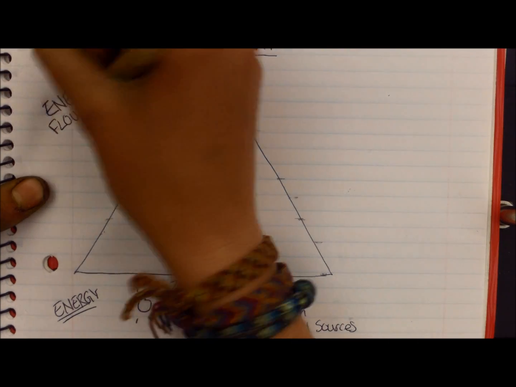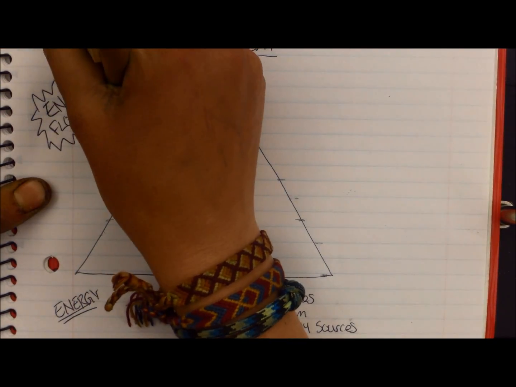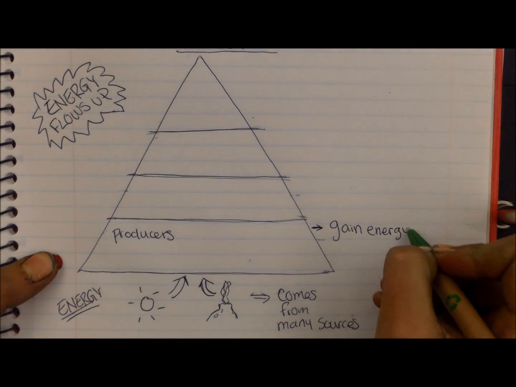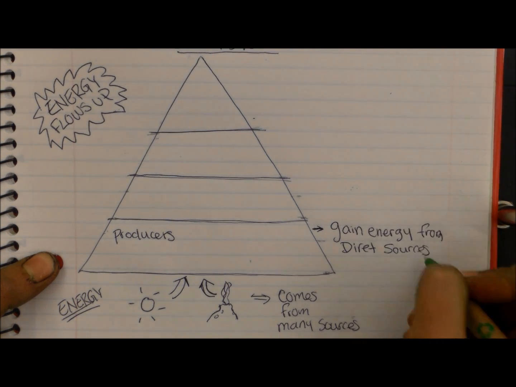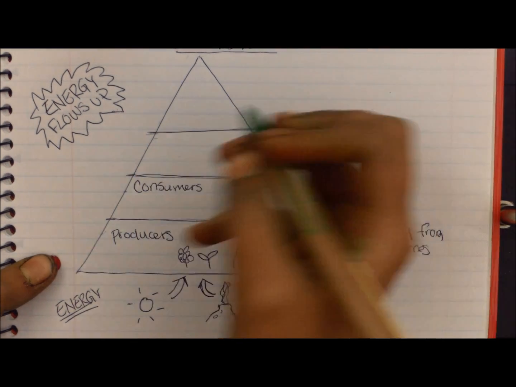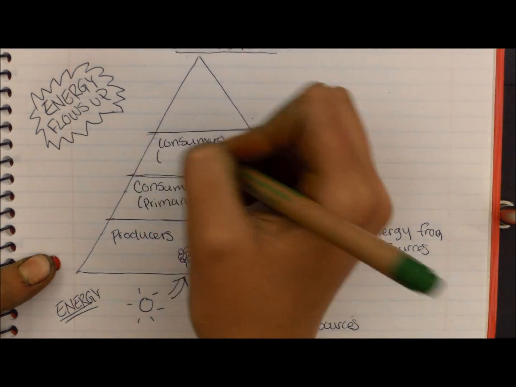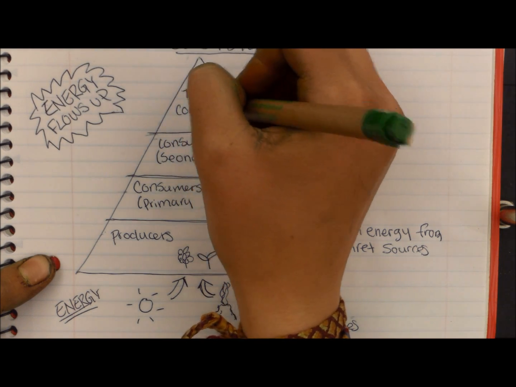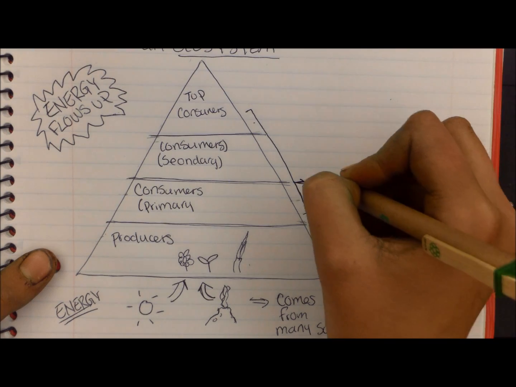Energy in the Trophic Pyramid flows up. Remember, this process starts with the producers. The producers gain energy from direct sources. After the producers come the consumers. The primary consumers are consumers who eat producers. The secondary consumers eat primary consumers. The tertiary consumers eat secondary consumers. And the quaternary consumers eat tertiary consumers.